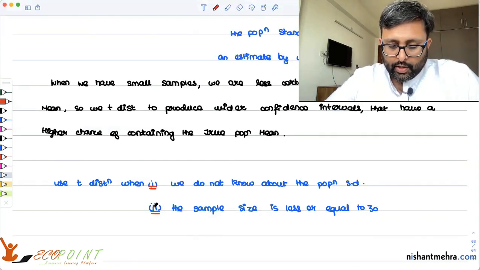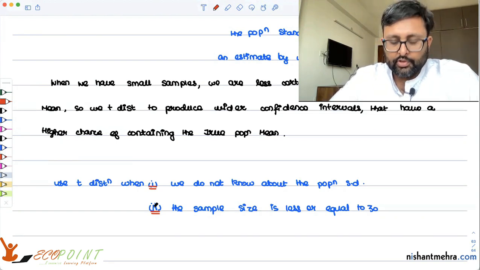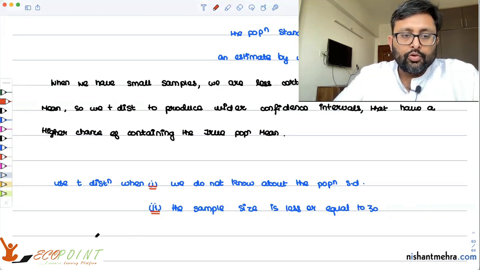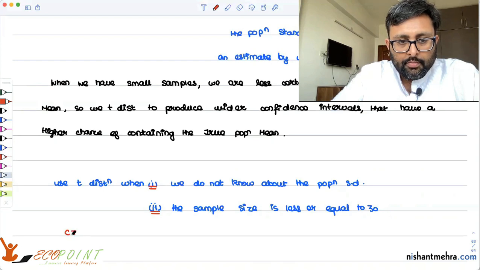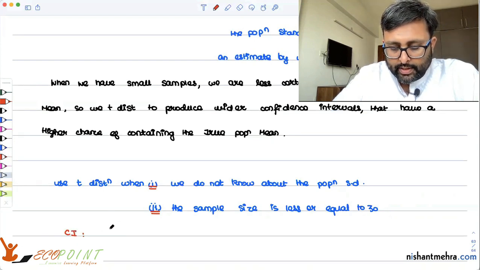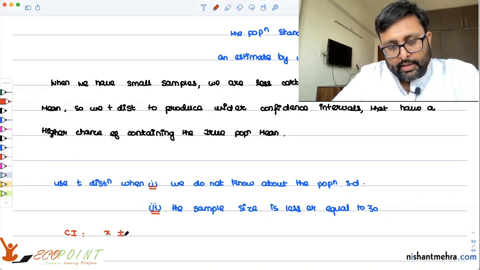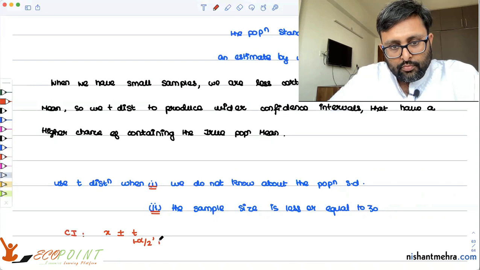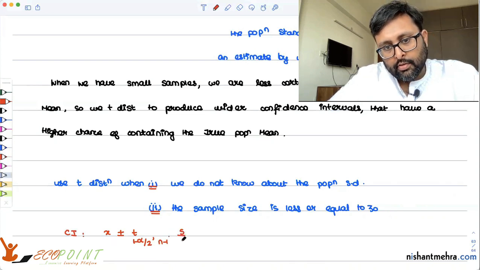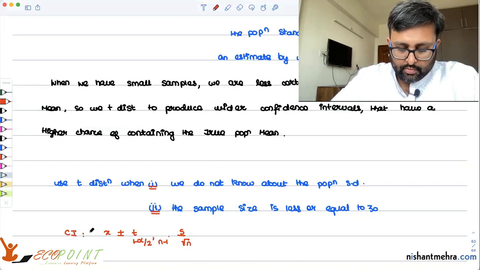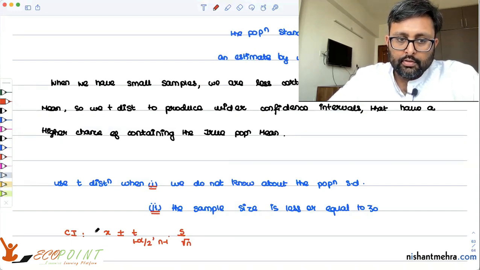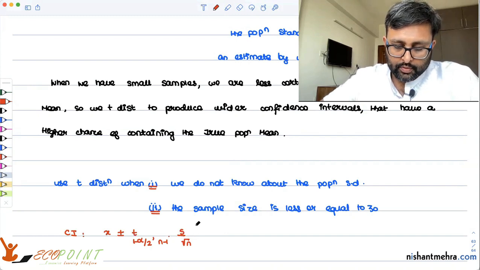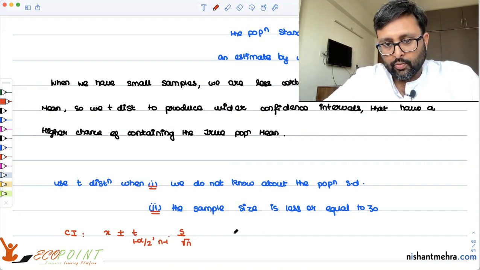So this is the main difference between T distribution and the Z distribution, or the normal distribution. Although I'm not doing confidence interval out here, it's easy to calculate the confidence interval like this. So you have X plus minus T 1 minus alpha by 2, n minus 1, S upon root n, right? So this is the confidence interval. So what do you call this? That is what all of these mean.